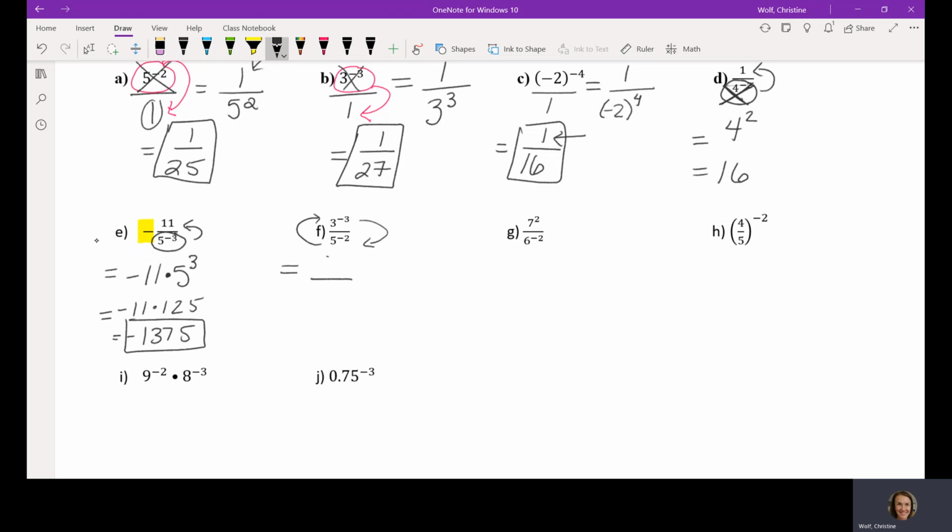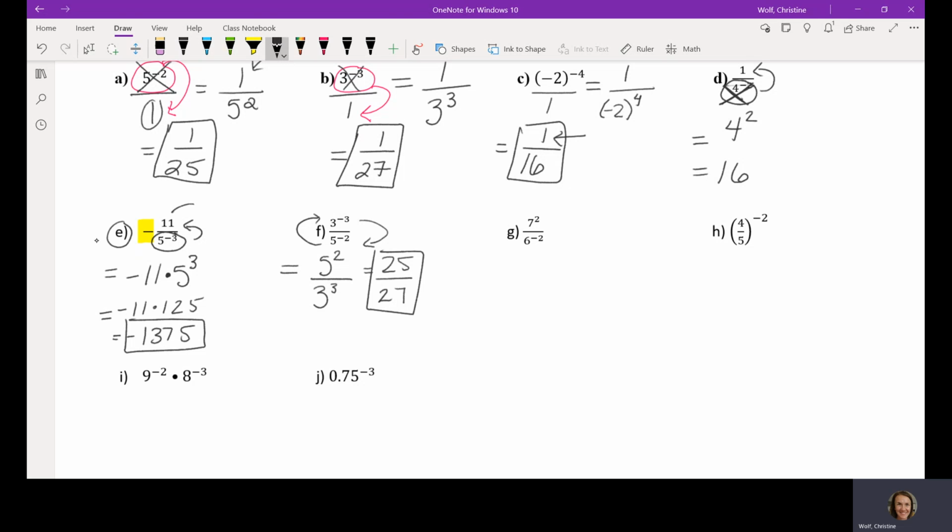So the denominator becomes the numerator, so that 5 comes up and is positive, but then the 3 gets sent down and is positive. And now we evaluate one at a time. 5 squared is 25. 3 cubed is 27. You can't reduce that fraction and you're done. Okay, so unlike the previous example, both of those terms had to move because they were both negative.